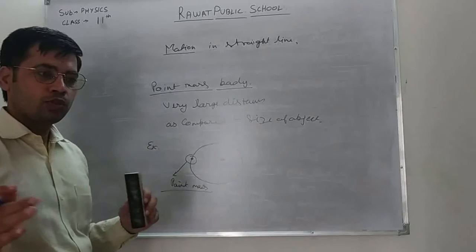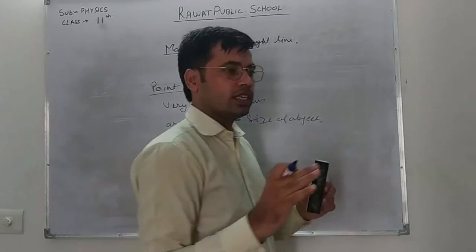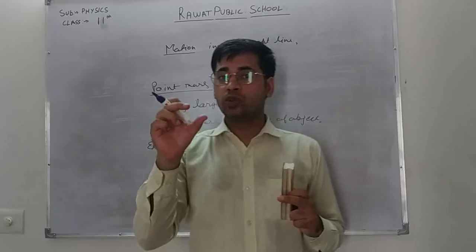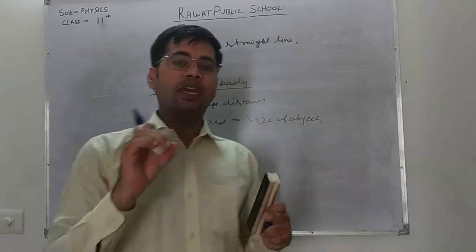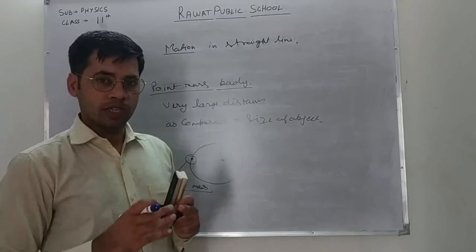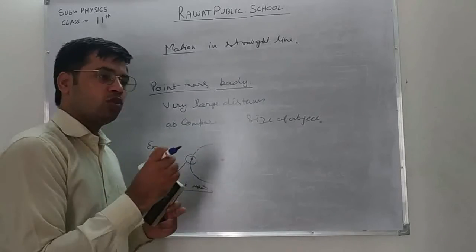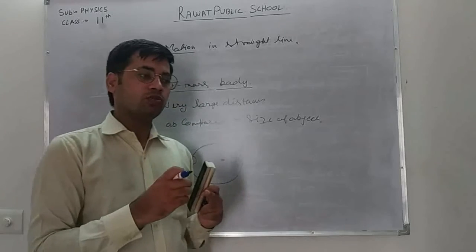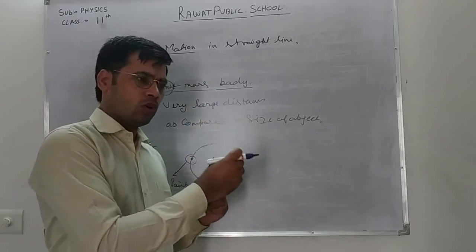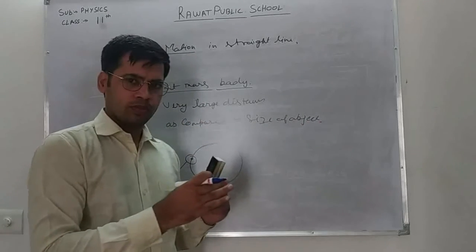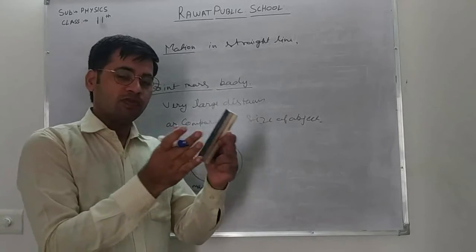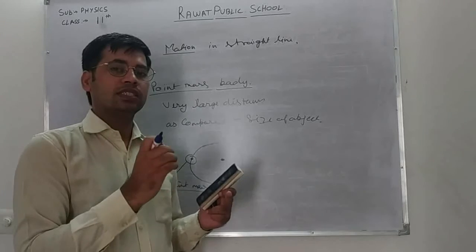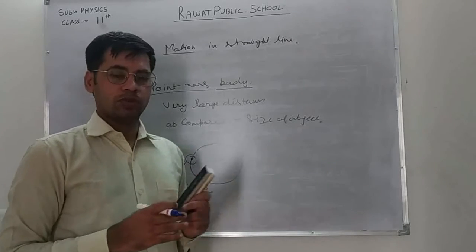Similarly, a car is moving from one city to another city. If the distance between the cities is very large as compared to the size of that car, then we can say that the car is a point mass object. But we cannot consider the car as a point mass object if the car is moving from your home to a nearby shop. That means if the distance covered by the car is very small, then we cannot consider the car as a point mass object.